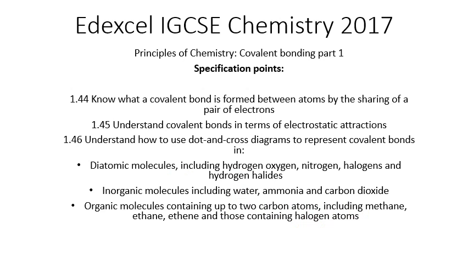Welcome to the first video on covalent bonding for the Edexcel IGCSE Chemistry 2017 specification. We'll be looking at points 1.44, 1.45 and 1.46. So first we'll be looking at what a covalent bond is, how that relates to electrostatic attractions in 1.45, and then we'll be looking at drawing dot and cross diagrams for the various molecules that you need to know for your specification.